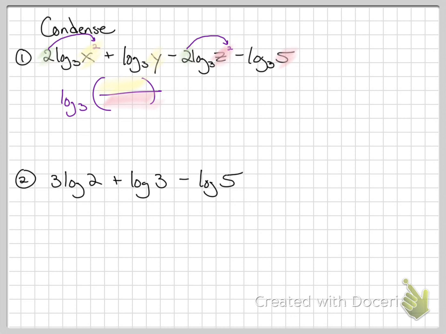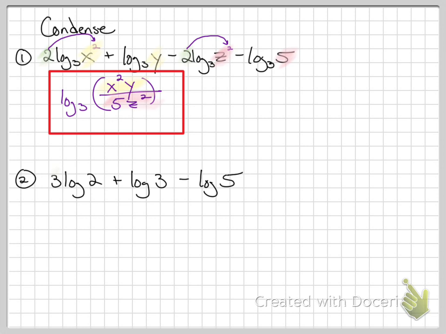Log base 3 of x squared plus log base 3 of y is going to be log base 3 of x squared y. Minus log base 3 of z squared minus log base 3 of 5 is going to be 5z squared on the bottom. Notice it still has the log base 3 in the front, and we have condensed it to a single logarithm. See if you can do the next one.